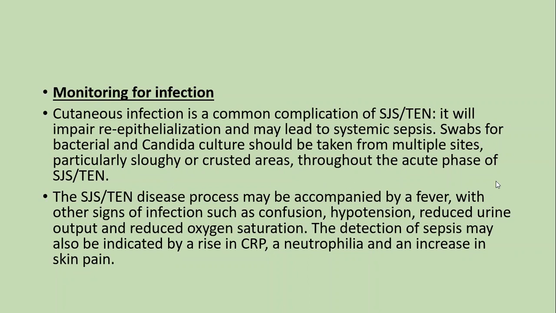Then other signs of infection, like fever. Another important point here is that we usually treat TEN or Stevens-Johnson with a high dose of steroids. If we are using a high dose of steroid like pulse therapy, you would not encounter fever, so this sign of infection will not be seen. We have to resort to other signs like swabs and laboratory parameters. Then confusion, hypotension, reduced urine output, reduced oxygen saturation. These are all signs of sepsis.